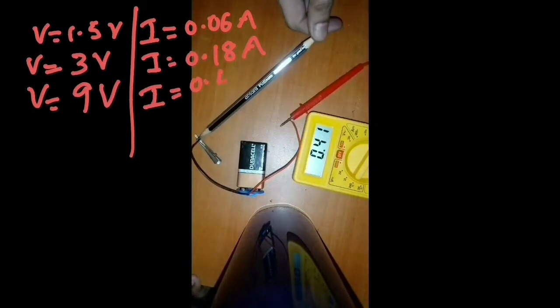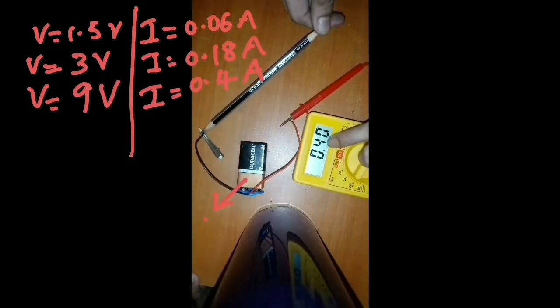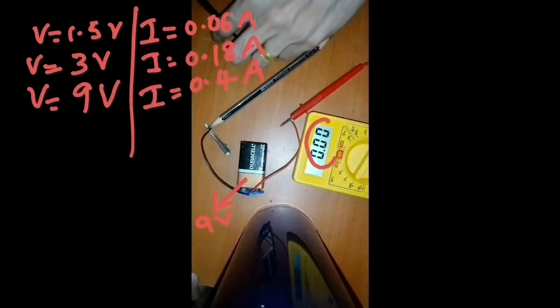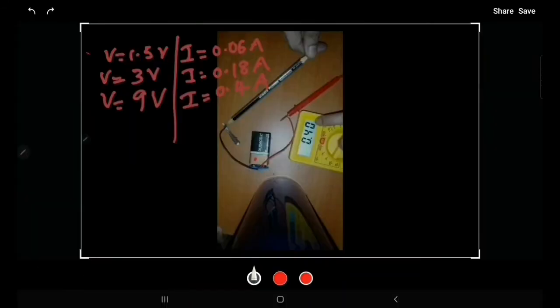So that means when I am increasing the value of voltage from 1.5 to 3 volt and then to 9 volt, we can see that the current is also increasing. Initially it was 0.06, then it increased to 0.18 and then to 0.4. So when voltage is increasing, the current is also increasing correspondingly.